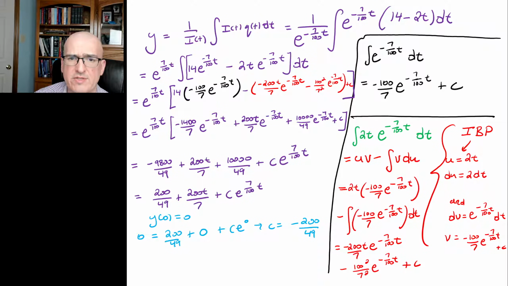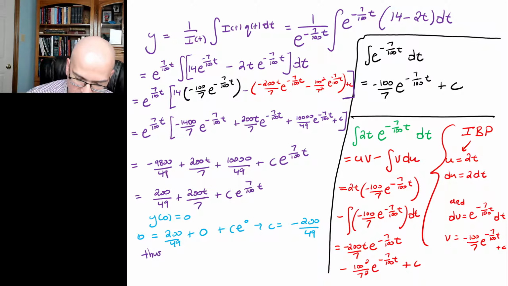And we can make our glorious conclusion for the mathematical model that describes this account. Thus, y equals positive 200 over 49 plus 200t over 7 minus 200 over 49 e to the 7 over 100t.